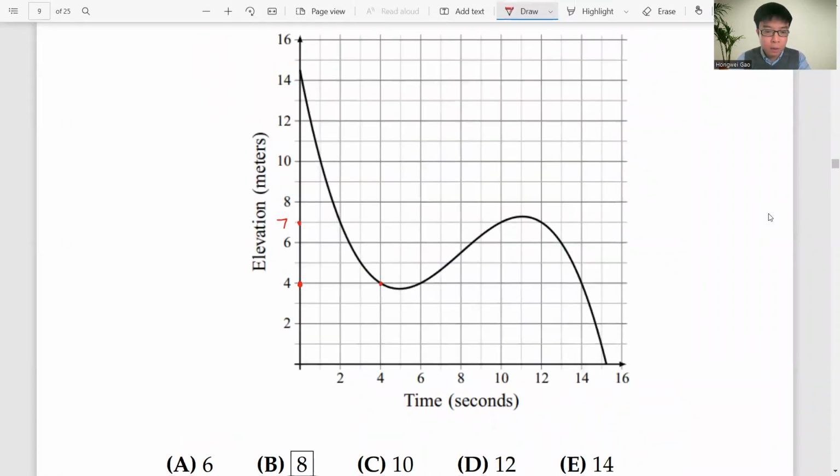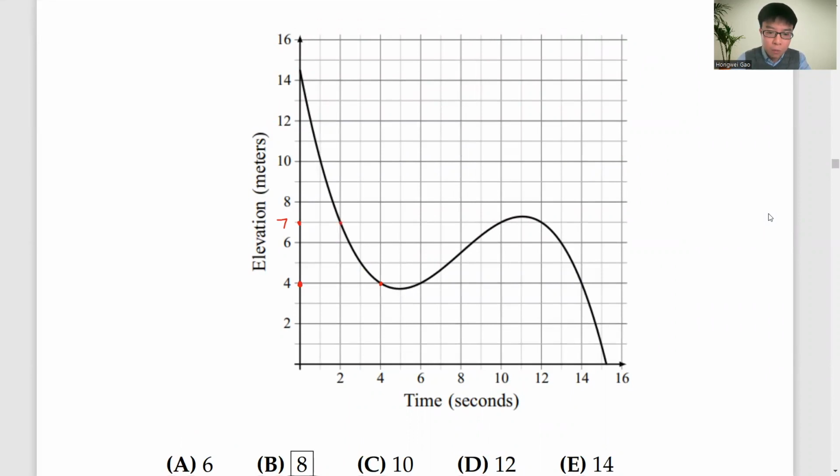If you draw a horizontal line, we cut off these pieces. The first piece is this curve, and after that, we have the middle piece here, and the last piece here. Now we just calculate the total amount of time.